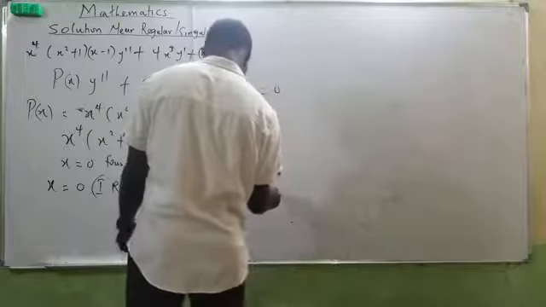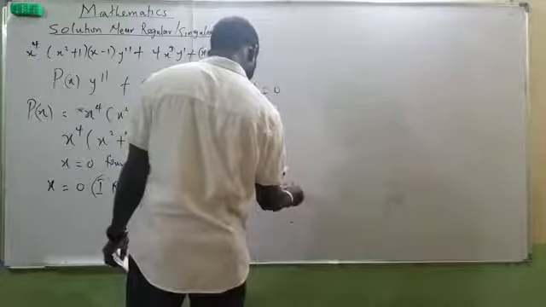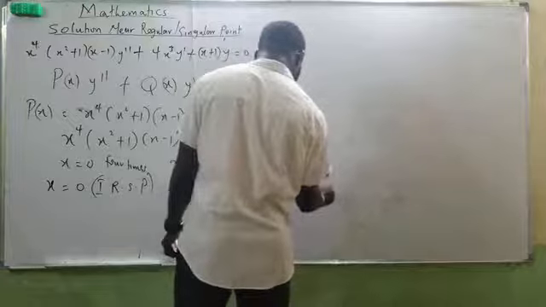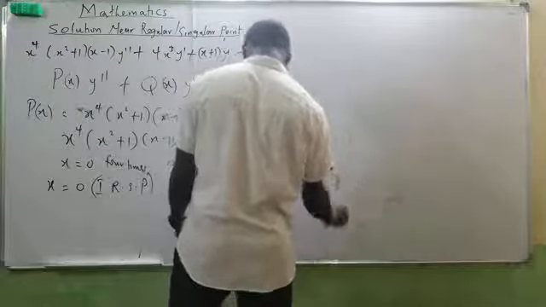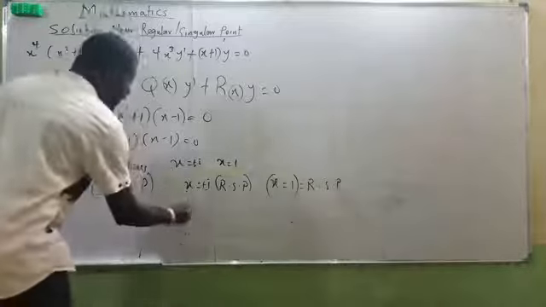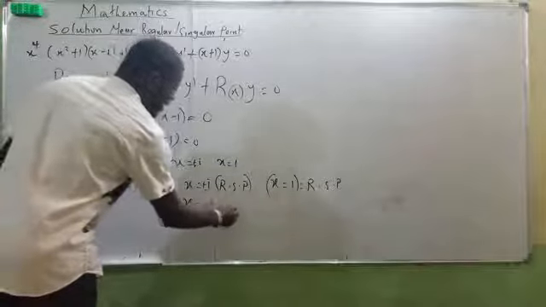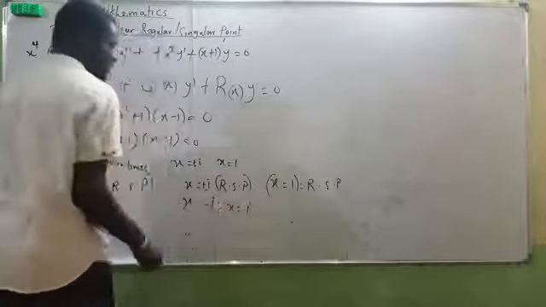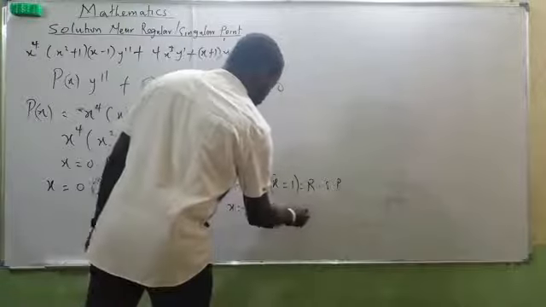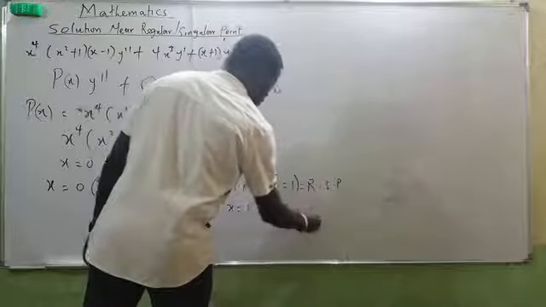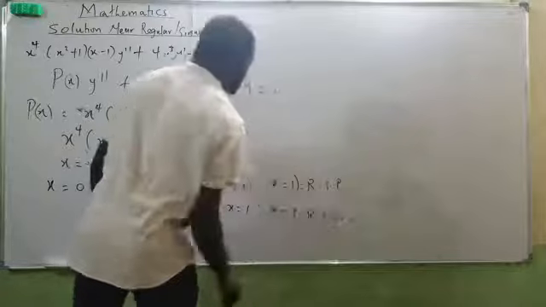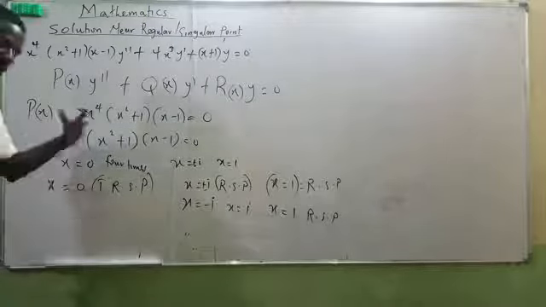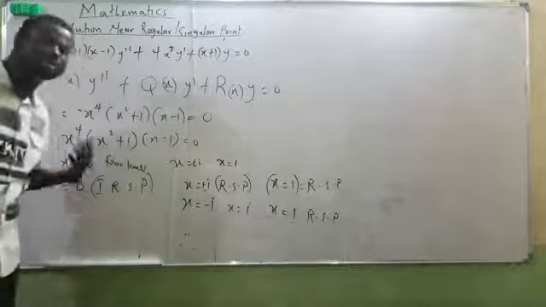And my x equals 1 is known as a regular singular point. Now, hope you know that x equals minus i and x equals i are both regular singular points, and my x equals 1 is a regular singular point. Now, this one is an irregular singular point, because it's being repeated.